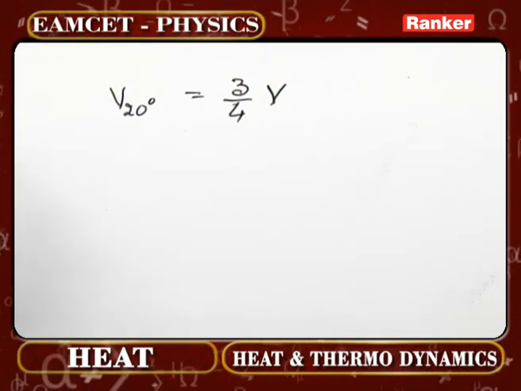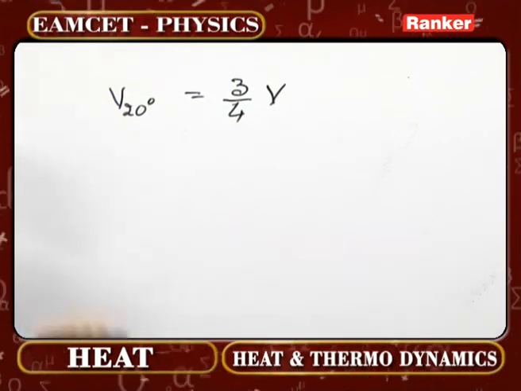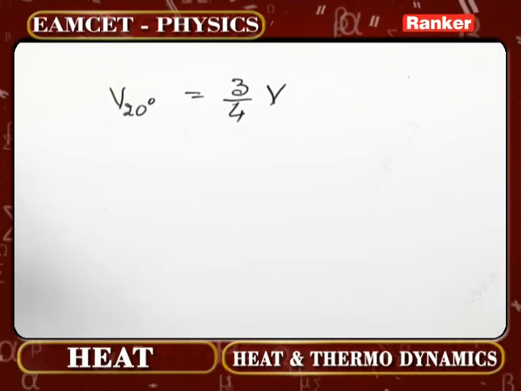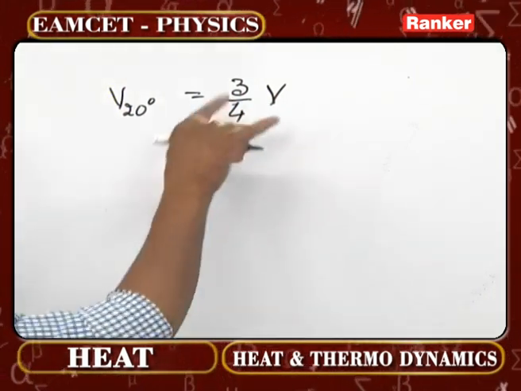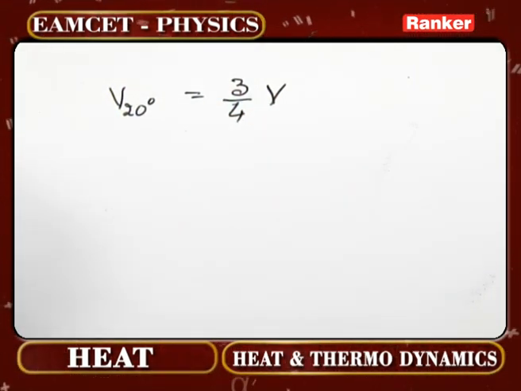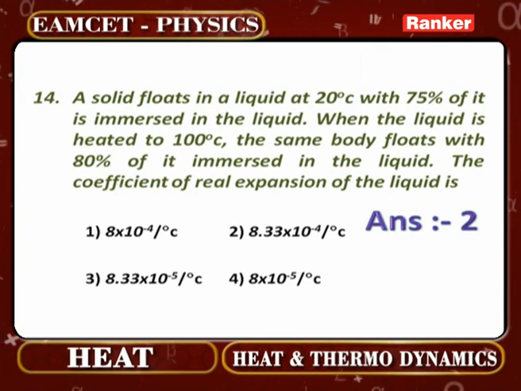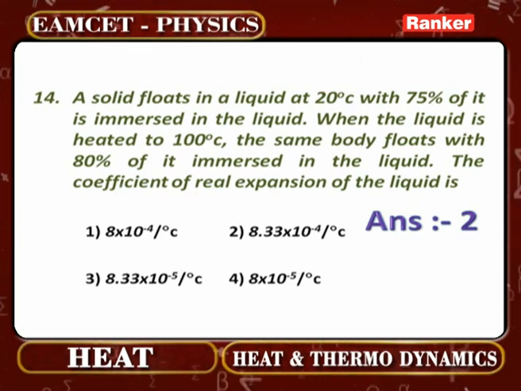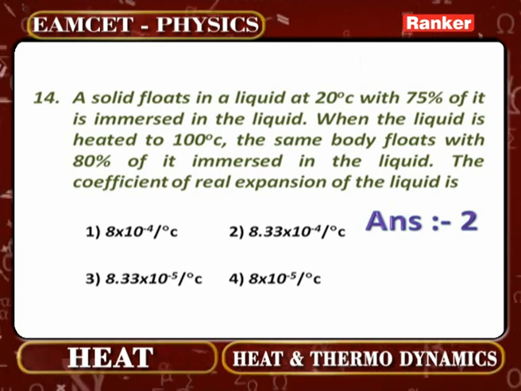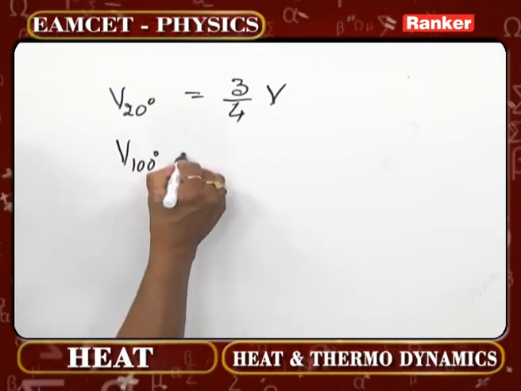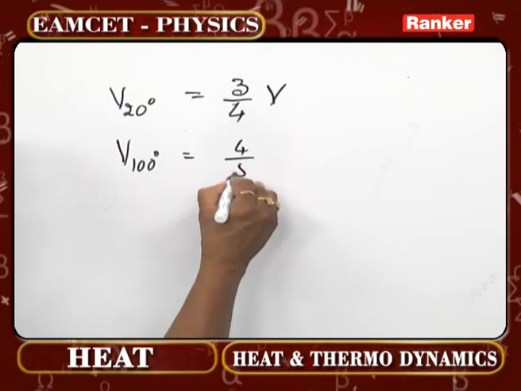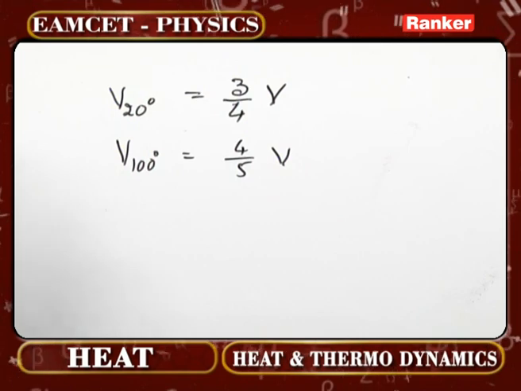What for 3/4? 75 by 100. If I cut that 125 in both numerator and denominator, I will be getting 3/4 into V. What next has been given? When it is heated to 100 degrees, the same body floats with 80% of it immersed in the liquid. Then the volume at 100 degrees centigrade is equal to 80 by 100 of V. That is 4/5 times V.